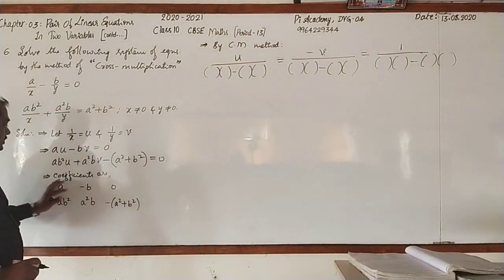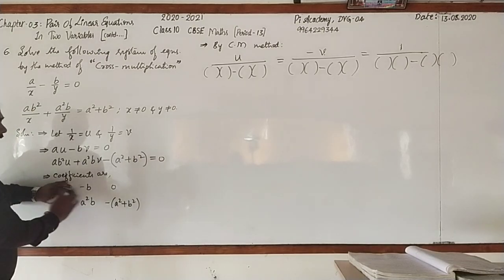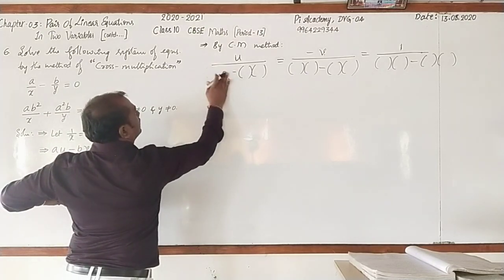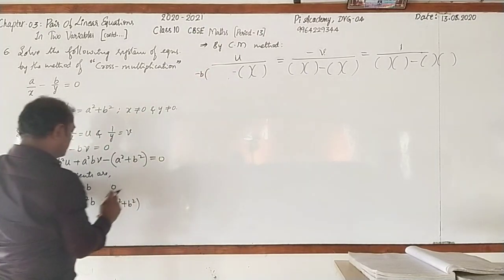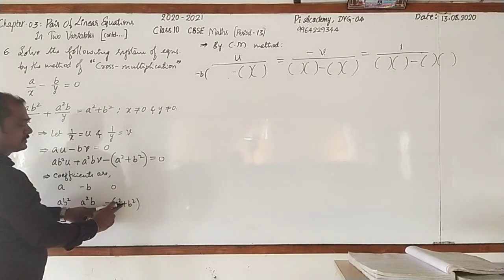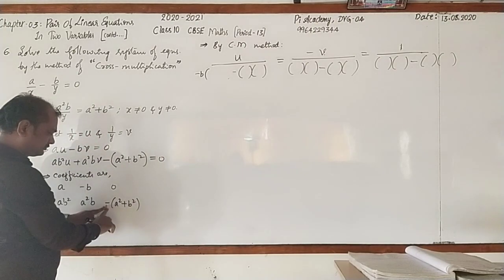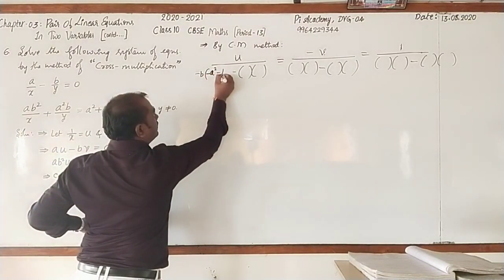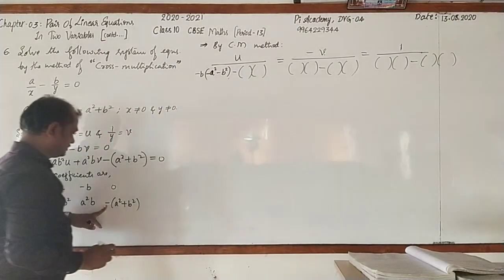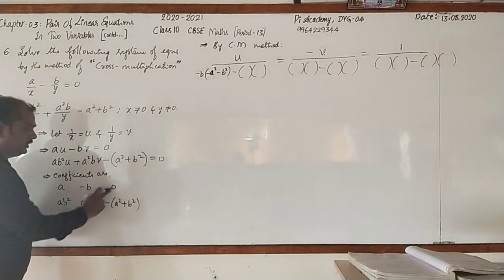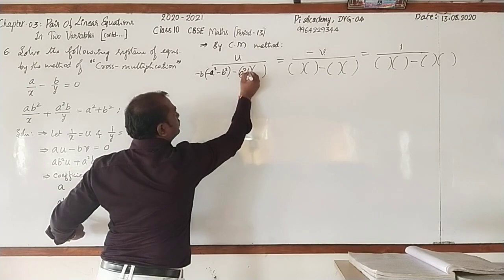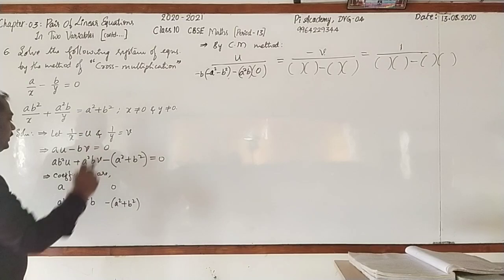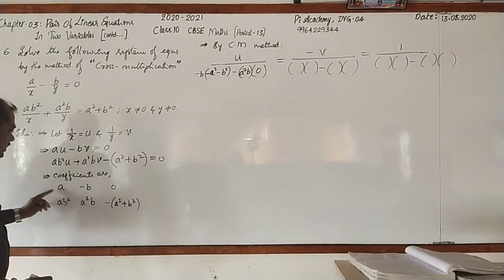First u. See that these are the coefficients of u. Leave them and write the remaining. Minus b, here I'll write minus b of minus of a square plus b square. It is minus a square minus b square. Here I'll write minus a square minus b square minus, then cross multiply, a square into b into 0. Clear?